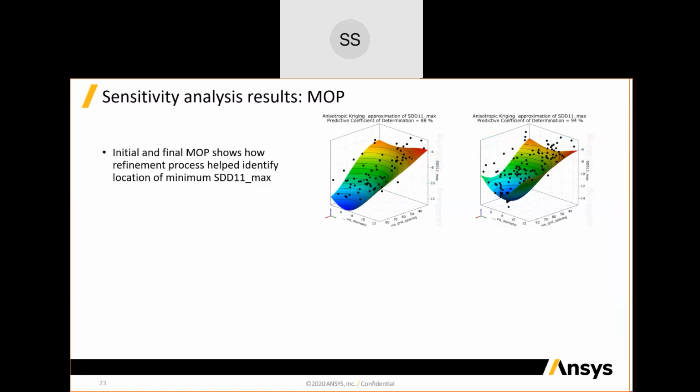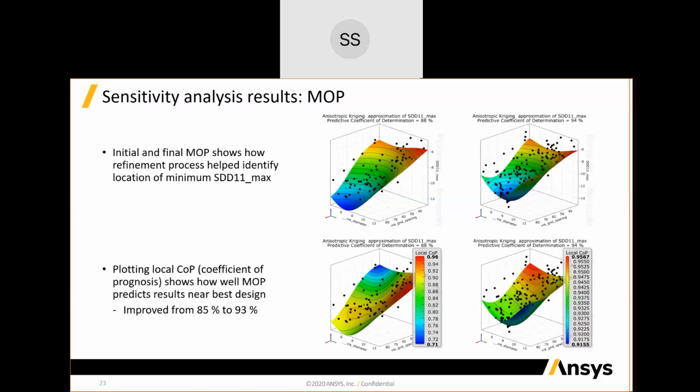When we're now looking at the output of the sensitivity analysis, the first thing that we're seeing is, of course, a visualization of the meta model. And so we're seeing the initial meta model, and then we're also seeing the refined meta model. And we can really see how much more detail we see right around where the best design is expected to be located.